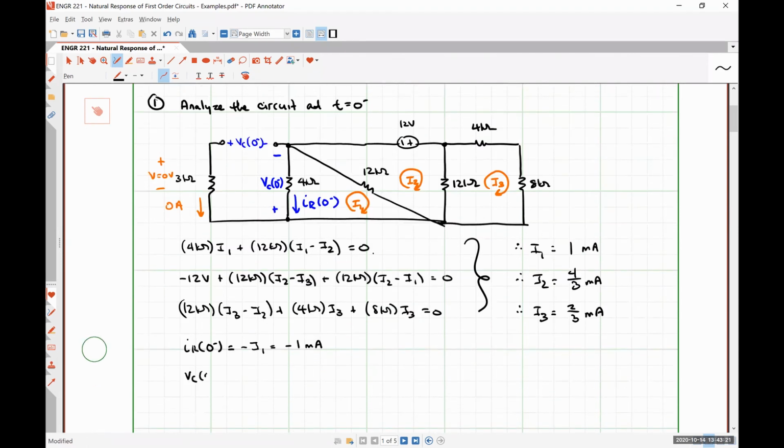From this, VC at 0 minus is going to be what? Ohm's law tells us that the current IR is flowing into the negative polarity terminal, right? So we're going to have negative IR at 0 minus multiplied by the 4 kilo ohm resistor, which gives us positive 4 volts. So negative 1 milliamp, or positive 1 milliamp multiplied by 4 kilo ohms, gives us 4 volts.